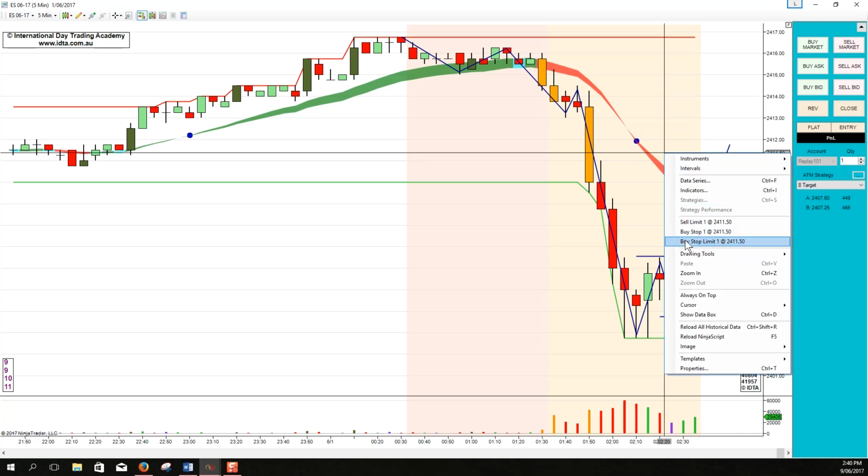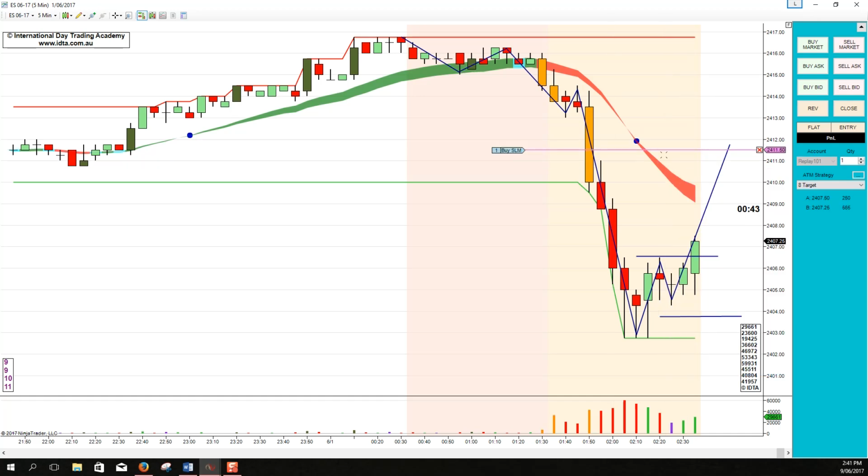So let's just have a look at that and go up here. Put an order on the screen, and we've got 40 seconds to wait now. And then what we want to do is drop the order as soon as the market closes, but we have to wait another 30 seconds. Looks fairly certain that it's going to close above the breach here.